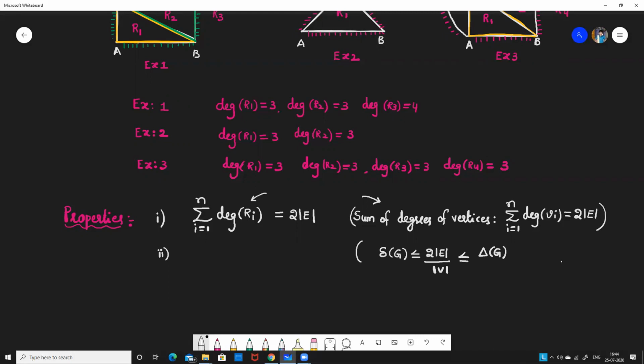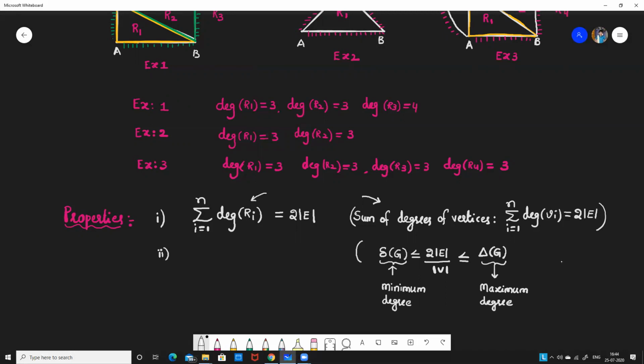What is the meaning of the statement? Please understand the minimum degree of all vertices. What is small delta of G? The minimum degree of all vertices. Whatever capital delta of G, it indicates the maximum degree of all vertices.